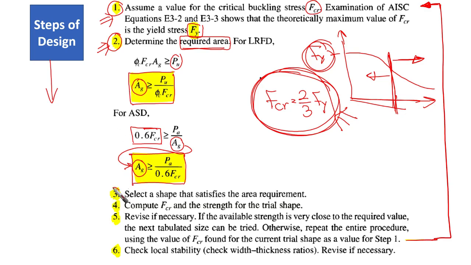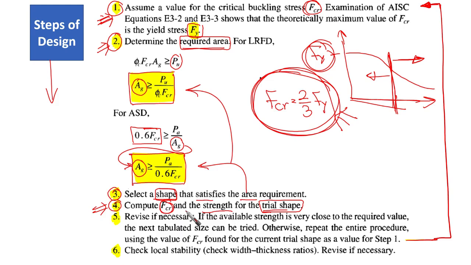The third step is to select a shape that satisfies the area requirement. So what we have obtained, whether for LRFD or ASD, we are going to use to select a shape from the tables. And after that, step 4, we are going to compute FCR and the strengths for the trial shape. Remember that FCR we already assumed in step 1, but it was an assumed value, and the actual value is going to be computed.